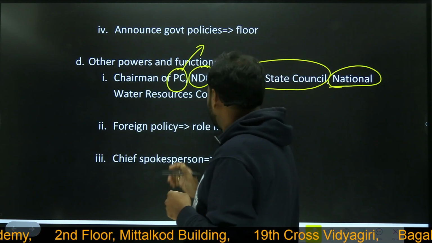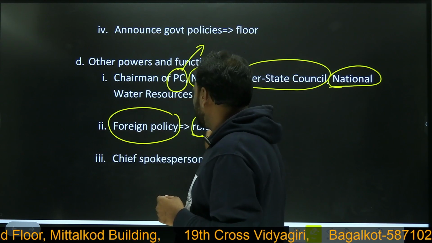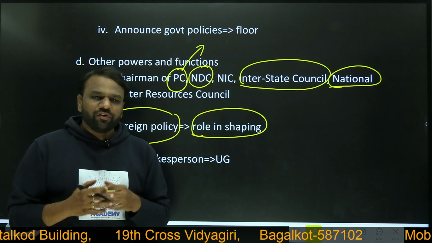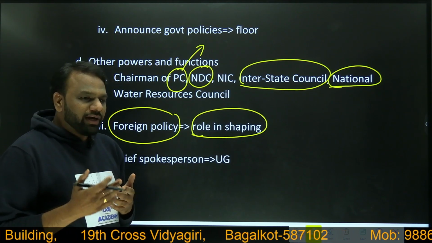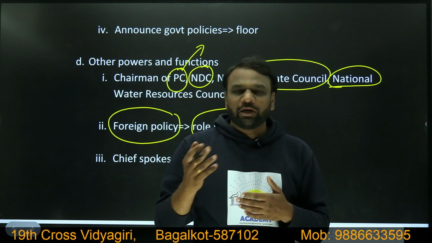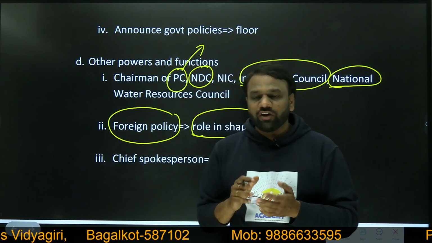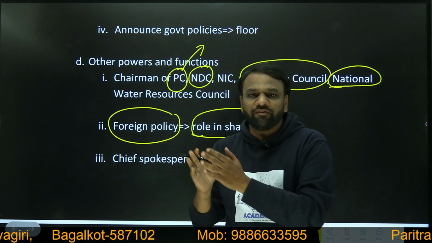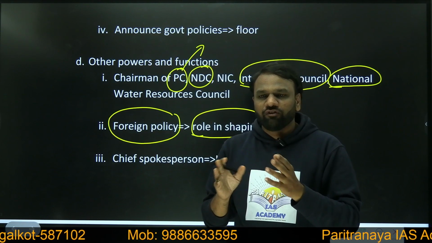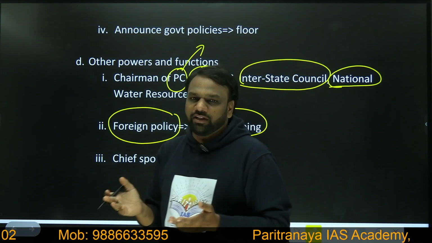Next, he plays a very important role in shaping foreign policy. So what do we understand by foreign policy? When we say foreign policy, we need to make a decision on what kind of relationship has to be maintained with a particular nation. Whether we need to maintain a good relationship with the USA, or what kind of relationship we should maintain with Russia. When we say relationship, it comes in different forms. It may be a political relationship, or an economic relationship, and many others.